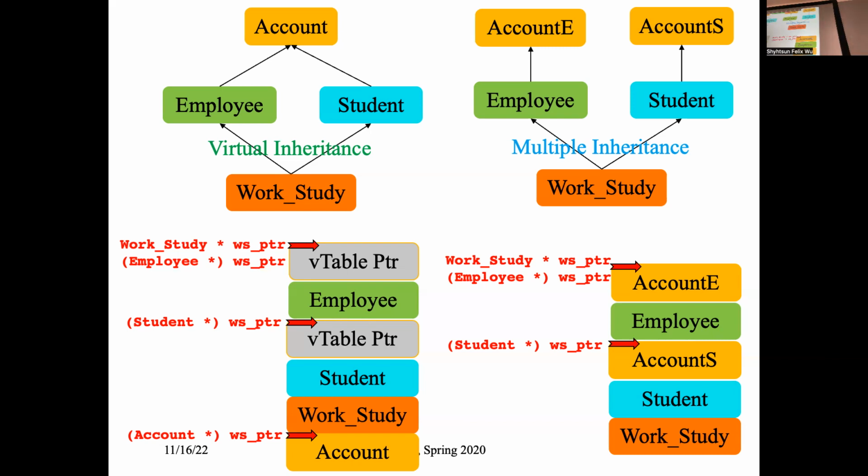Particularly in the multiple inheritance or virtual inheritance situation, when you do the casting, it actually changes the address. So how do you know that the address you print out is correct? I'm talking about the situation for virtual inheritance only. If you print out the address of the work study object, and you cast the same pointer as an employee star, the address printed should be the same. If those two are the same, you know you're right.